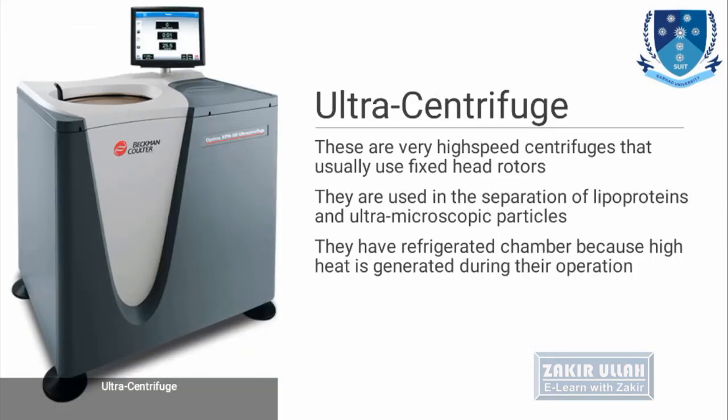Another type is the ultracentrifuge. As the name indicates, these are very high speed centrifuges, and they are usually fixed head rotors. Their application is separation of small ultra microscopic particles or lipoproteins. They have a refrigerated chamber inside the centrifuge to control the temperature, because during ultracentrifugation a huge amount of heat is generated, which is controlled by the refrigerated chamber.